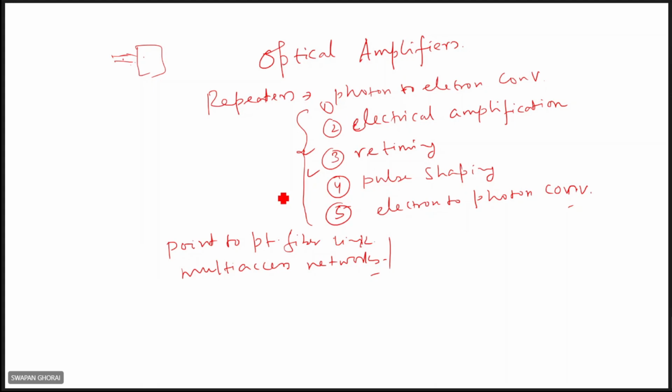It is widely used in point-to-point links, but also it is used in multi-access networks, for different applications like compensating splitting losses, etc. So there are a lot of applications for these optical amplifiers. It's an all-optical system. There is no need of conversion from optical to electrical. We'll see the principles, but before that, let us see the types of optical amplifiers.